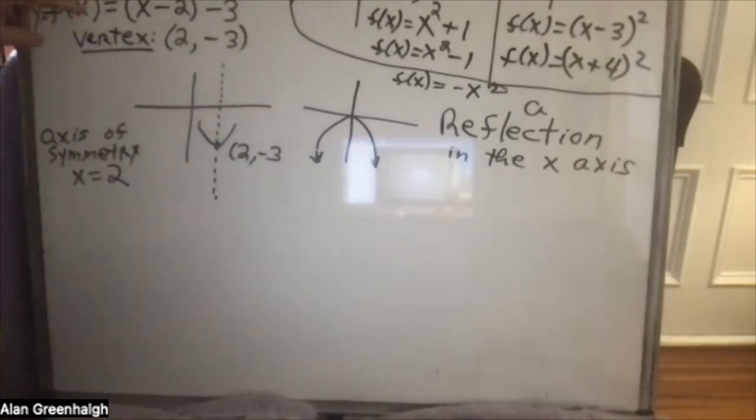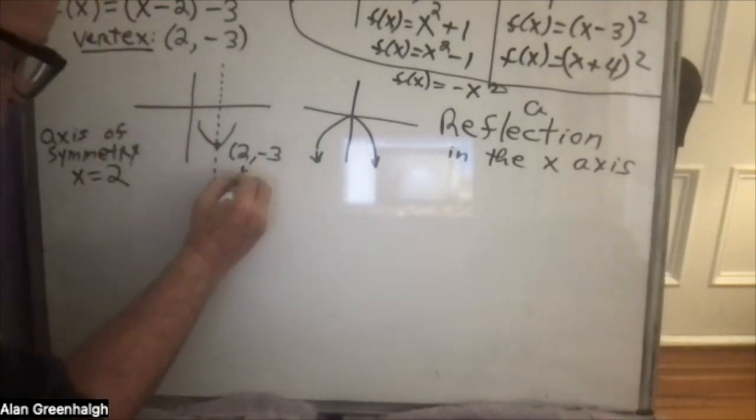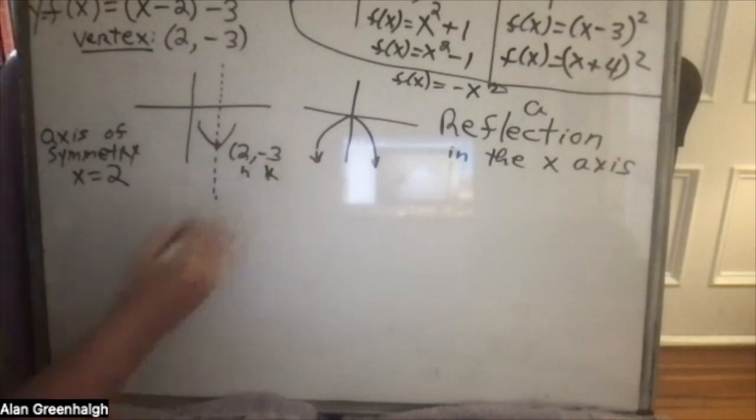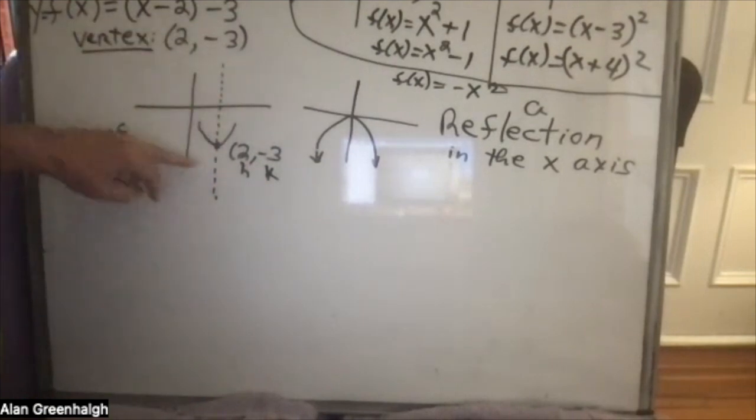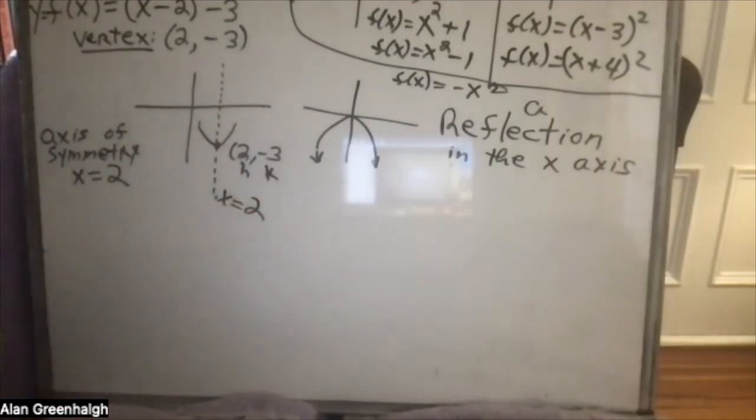Okay, so that's easy. If this is h and this is k, and the axis of symmetry goes through the h, then x equals h is the axis of symmetry. In this case, x equals 2. But that's good to know.